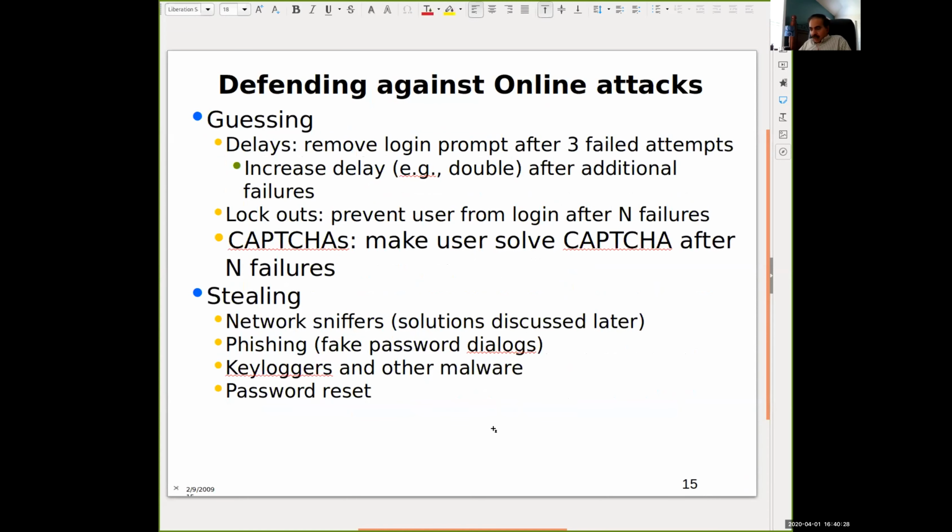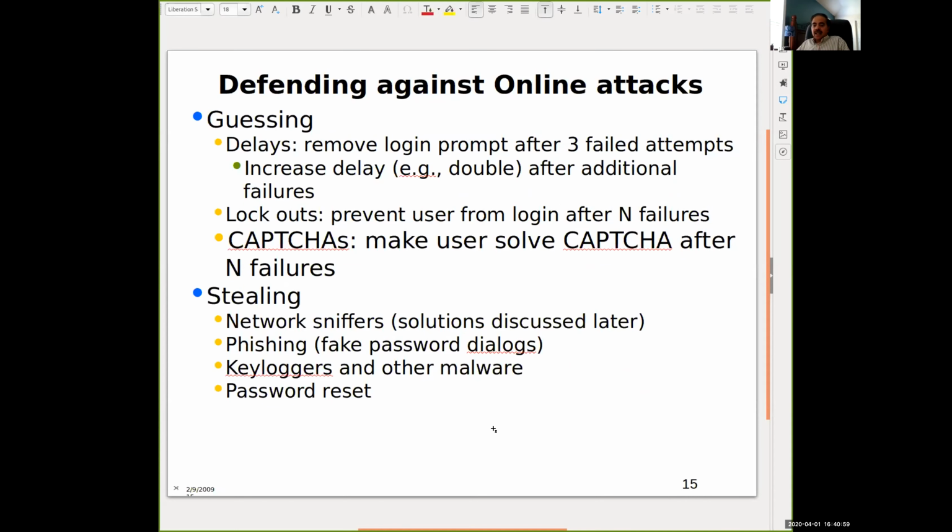So now the second attack avenue is online attack. An online attack still is feasible, right? So how do you prevent online attacks? One way to prevent online attacks is to build in mechanisms within the password dialog to prevent too many attempts, right?